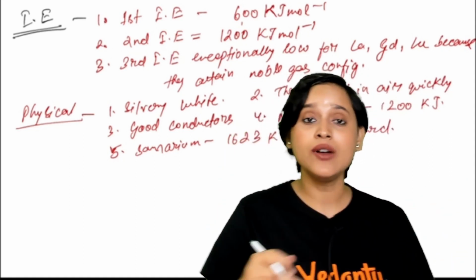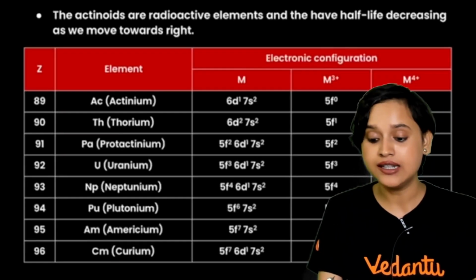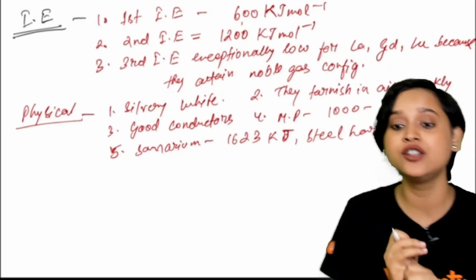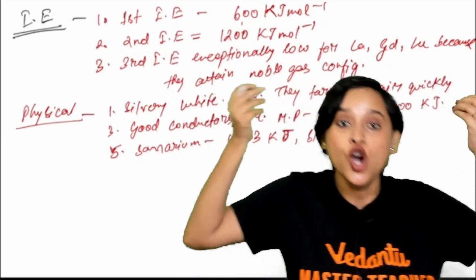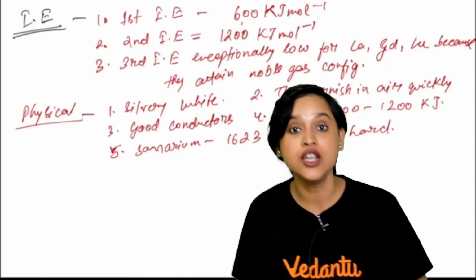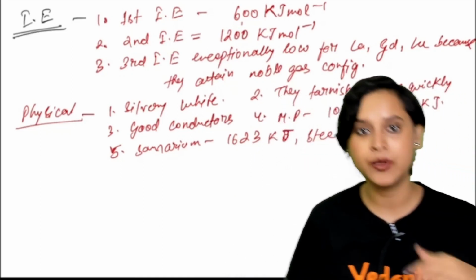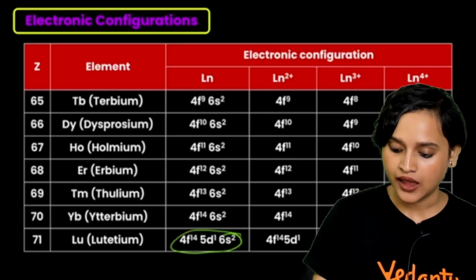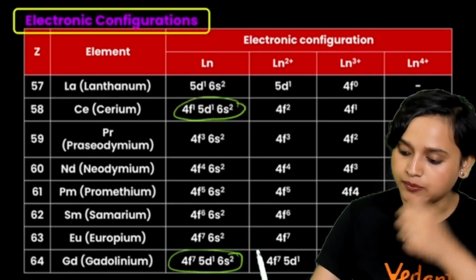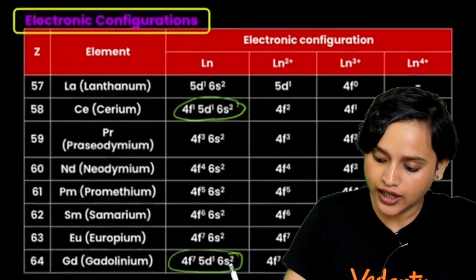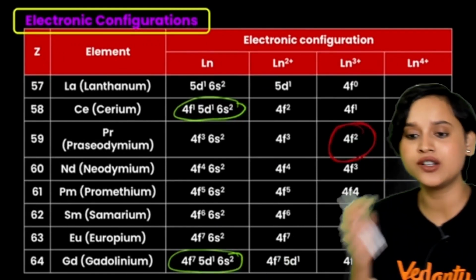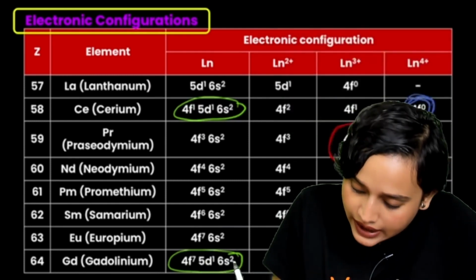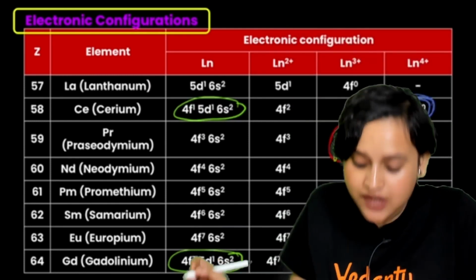Now, when we talk about colors, do they exhibit colors? Yes, everybody, they do. You will see that wherever there are no F electrons, like La plus 3 or lutetium plus 3, they are colorless. But if we talk about praseodymium plus 3, there are 4F2 electrons, right? This will show you green color.